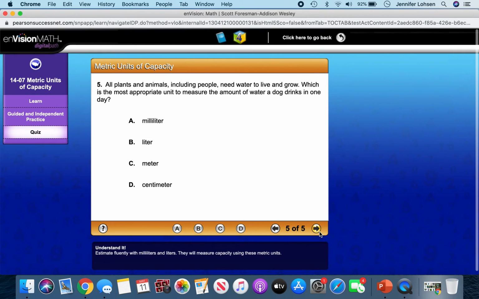And the last question for today is: all plants and animals, including people, need water to live and grow. Which is the most appropriate unit to measure the amount of water a dog drinks in one day? Okay, we're talking about my boy Winston here. Now, you might think Winston's a small dog, Miss Lawson. I don't think he really drinks that much water.